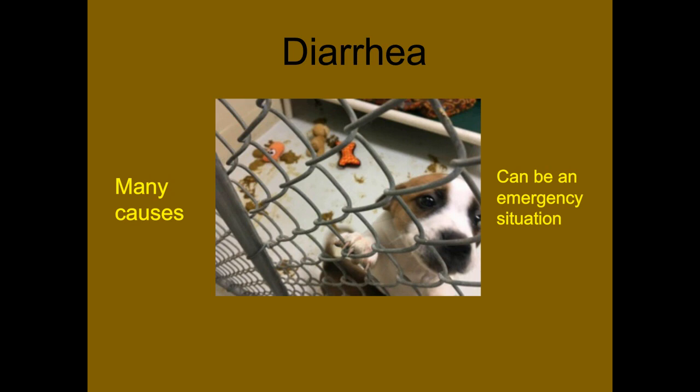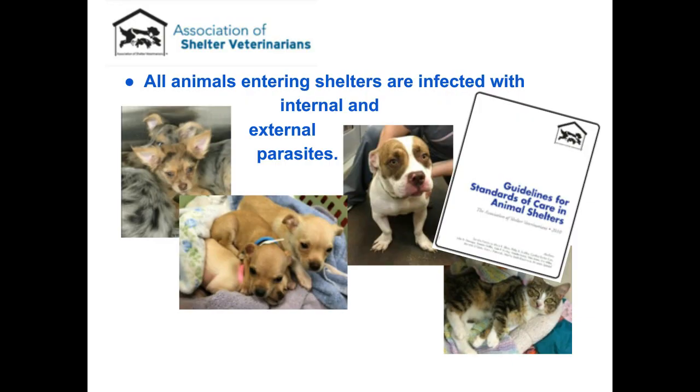The Association of Shelter Veterinarians states that all animals entering shelters are infected with internal and external parasites. The internal ones are intestinal parasites, and our external ones are, of course, our fleas and our ticks and our mites and everything like that. So it's a pretty bold statement, but it's probably true. They all come in with internal and external parasites.